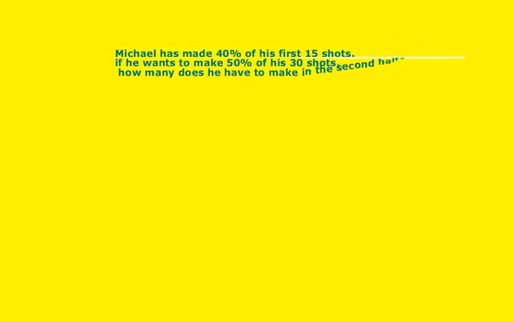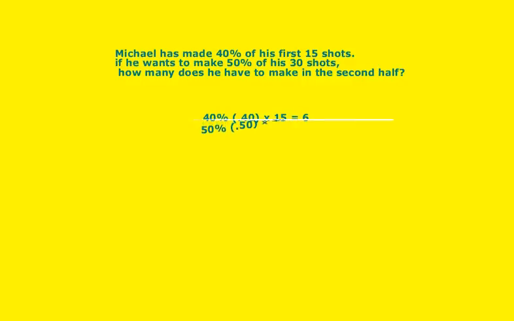Let's look at one. Michael's made 40% of his first 15 shots. What does he have to average on the rest of his shots if he ends the game with a 50% average of 30 shots? Get the numbers out of the words. Let's look at what we have here. First of all, he's made 40% of his first 15 shots. 40% of 15 is 6. That tells us he's made 6 shots so far.